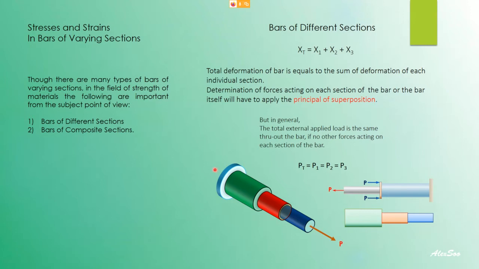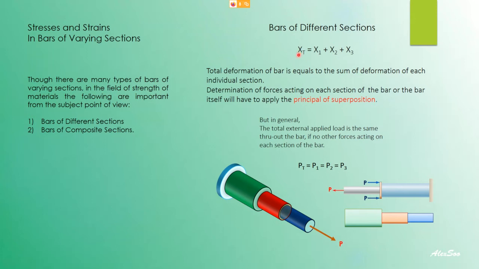So one method is applying the principle of superposition, solving the problems. The other method is you have to remember the formulas. For example, we call this a series bar. In other words, a bar of varying sections, we can call it a series bar.